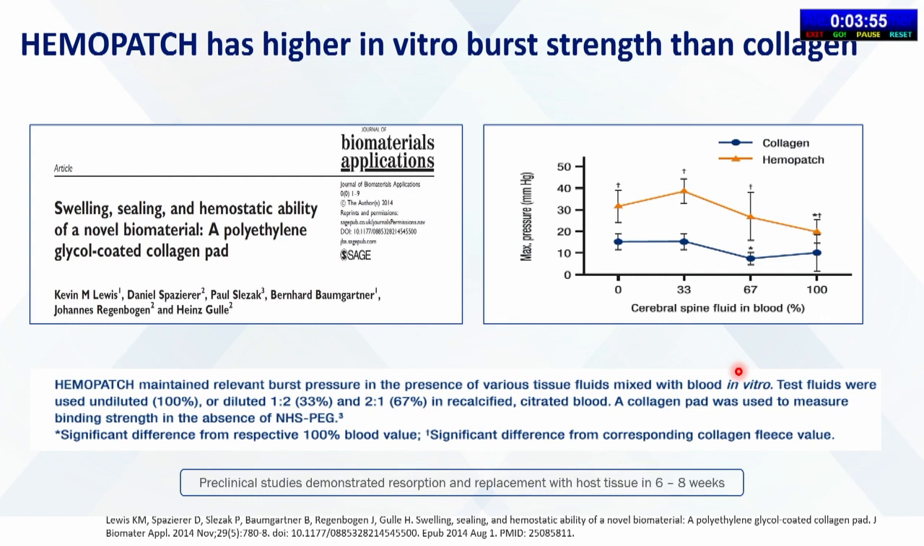Now, since this is made from collagen, we compare it with a collagen for its burst strength: how much pressure can it hold? Because if we say that it can stop a CSF leakage, then there should be some pressure that it can hold. This is a different concentration of CSF and blood. This is 0% CSF and 100% blood. This is 100% CSF and 0% blood. At every different concentration of CSF and blood, HemoPatch has a better burst strength compared to the collagen.